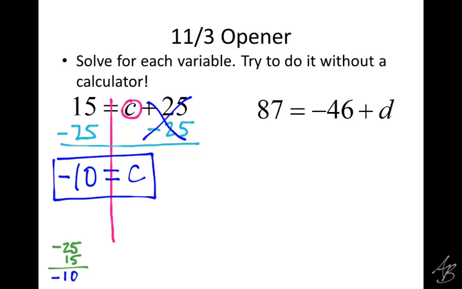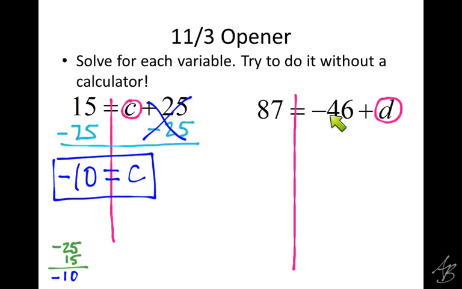All right, last one. We want to get the d by itself. So we'll circle that, draw our line of equality. Now this one can be a little tricky because this operation here is what? Addition. And the opposite or the inverse of addition is subtraction. So it would be really tempting here to try to subtract 46 to get d by itself. What's the problem with that? It's a negative 46. Exactly. Since this 46 is negative, it's not really addition, even though it looks like it.